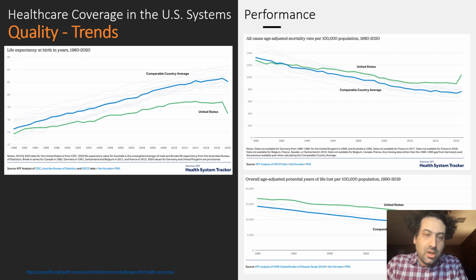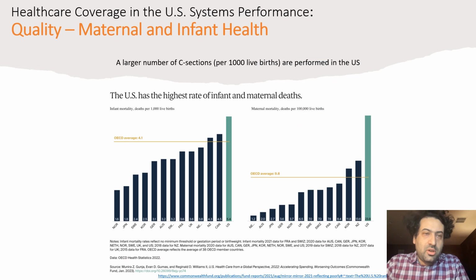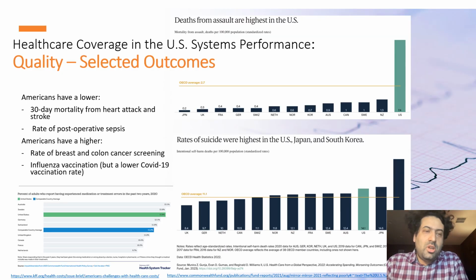compared to OECD countries. Compared to other OECD countries, Americans had a shorter life expectancy, suffer from more chronic diseases, and avoidable deaths. Regarding maternal and infant health, United States has the highest rate of infant and maternal mortality. Looking at a few specific scenarios, Americans suffer from an outrageously high rate of death due to assaults. However, thanks to the state-of-the-art medical facilities, they enjoy a lower mortality from heart attack and stroke.